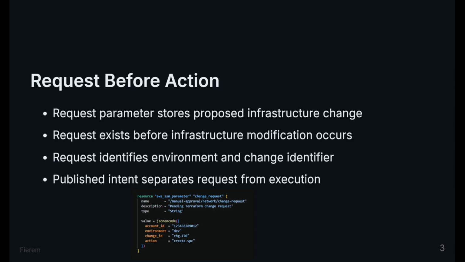A request parameter stores the proposed change. The request exists before infrastructure is modified. The value names the target environment and change identifier. Terraform can publish intent without creating the gated resource. This separates proposal creation from approval execution.